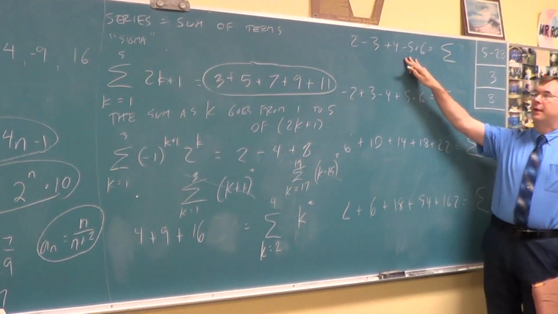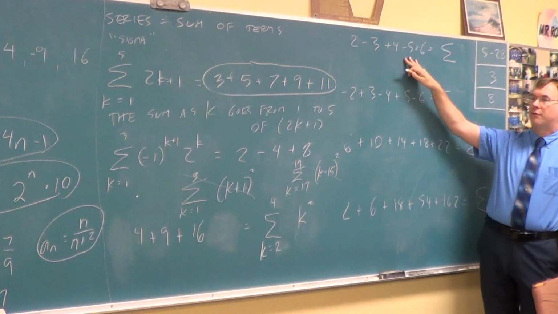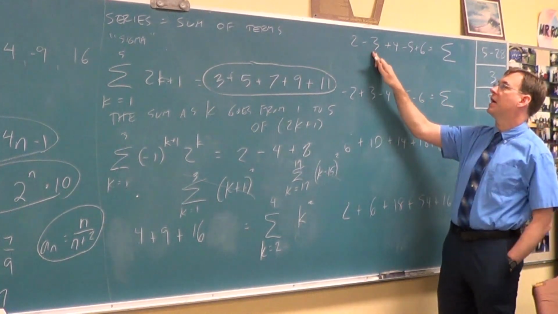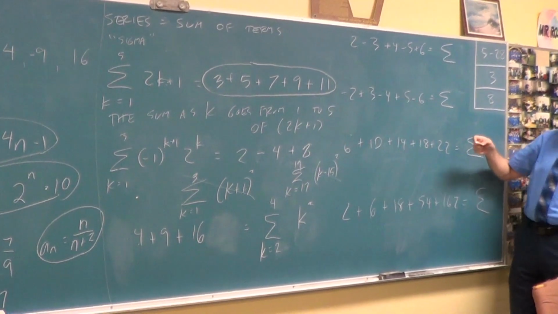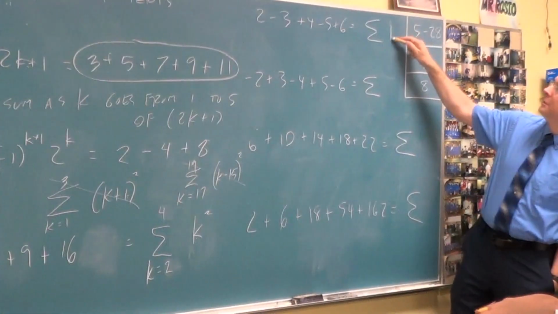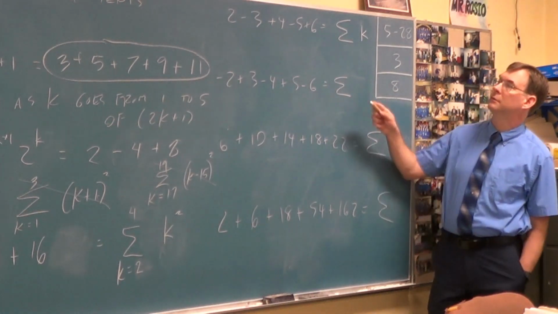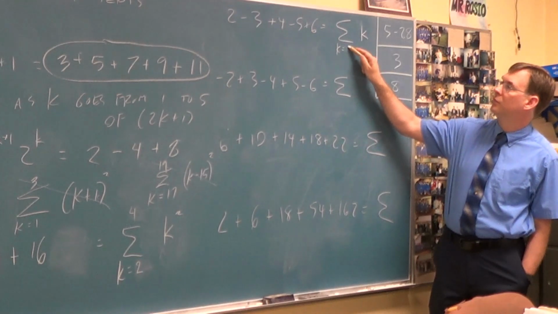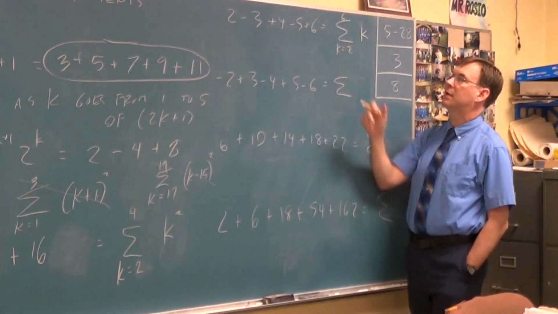This one is definitely arithmetic, because every time I'm adding 1. So I'm multiplying by 1. So those have to do with k's, which my k's run from 2 to 6, because we can clearly see 2, 3, 4, 5, 6.